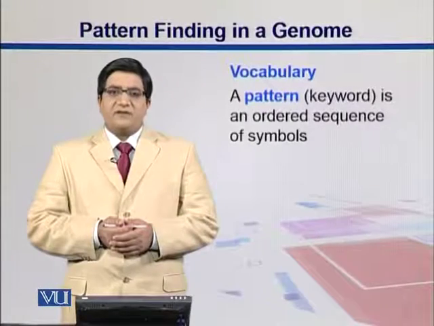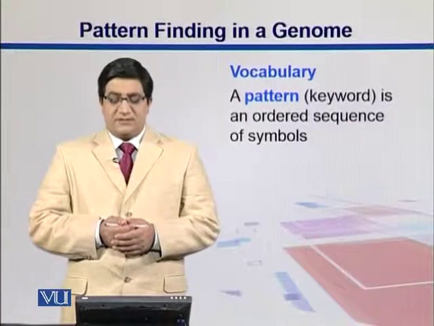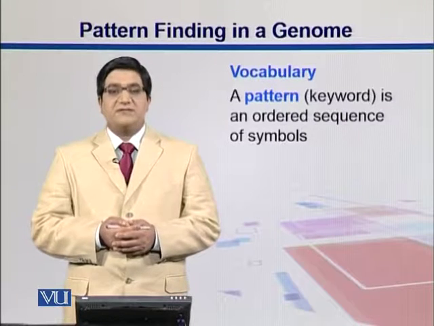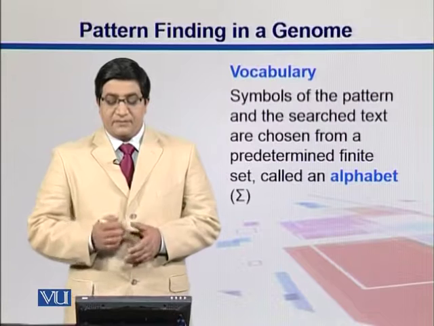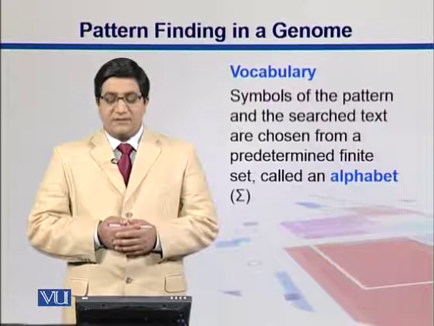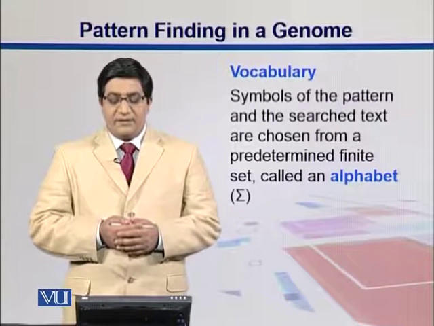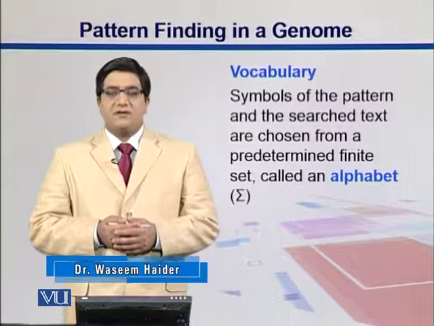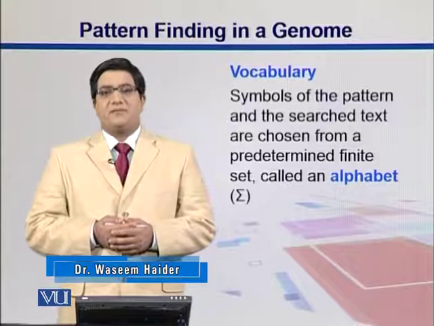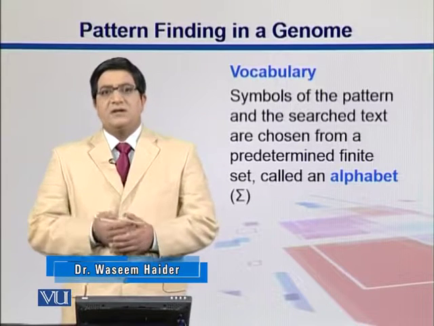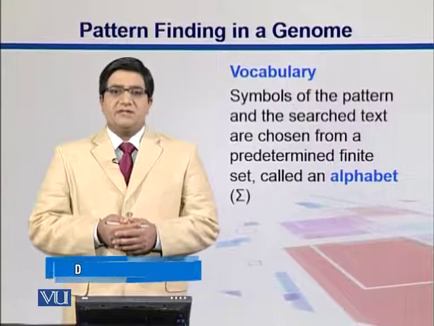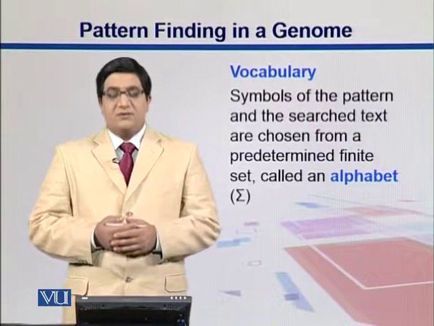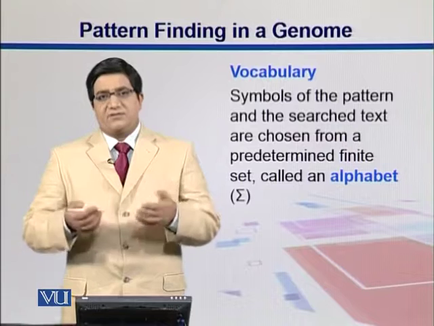So let's see what pattern finding is. A pattern or a keyword is basically an ordered sequence of symbols, and the symbols of the pattern and the search text are chosen from some alphabets. For example, for DNA, our alphabet is A, G, T, C. For proteins, we have an alphabet of 20 amino acids. So a pattern can be anything derived from these symbols.